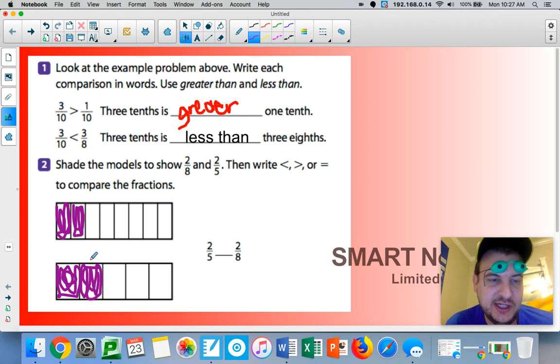I'm so smart. And looking at this, I can tell that 2/5 is greater than 2/8. When the numerators are the same, we look for the smaller denominator.